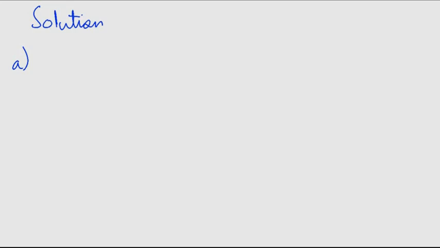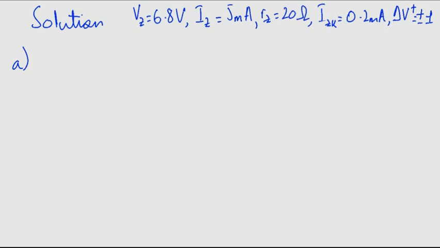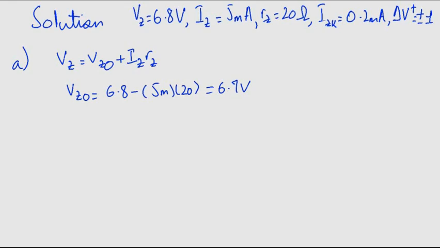First, we write down all the known quantities at the top of our paper. We see what is missing, and that is Vz0. And so using this equation, we find Vz0 to be 6.7 volts. Let us incorporate the Zener diode model in this circuit.